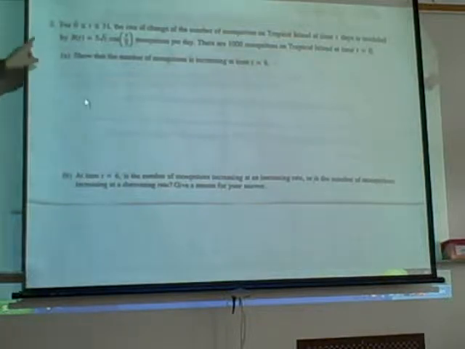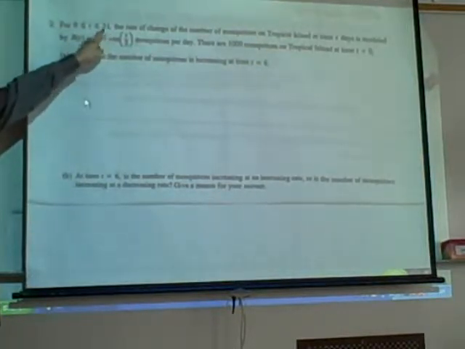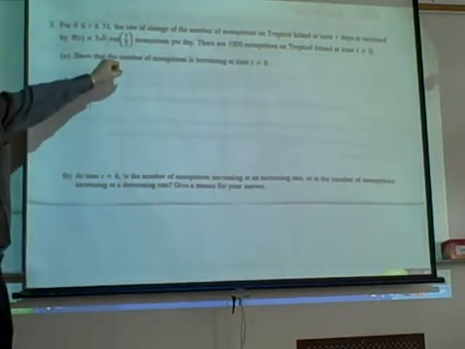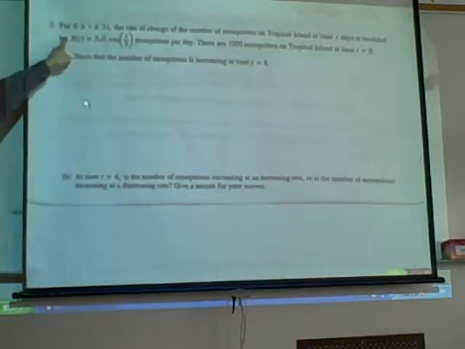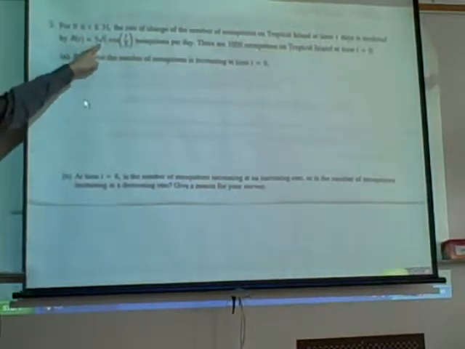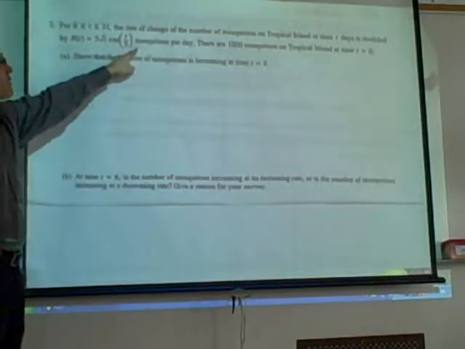It says, for 0 ≤ t ≤ 31, the rate of change of the number of mosquitoes on tropical island at time t days is modeled by this equation. So t is the number of days, this is the rate of change. So the y coordinate is the rate, r stands for rate of change. And it equals 5 times the square root of t times the cosine of t over 5 mosquitoes per day.